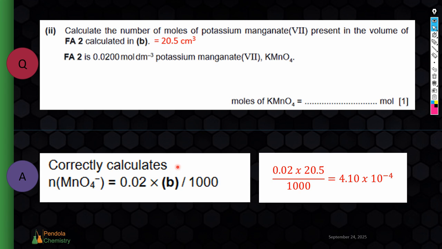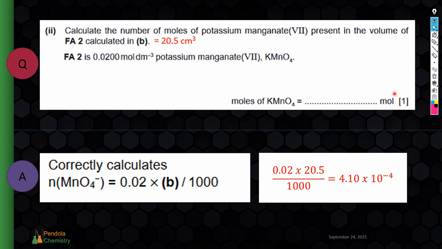Remember, in the Cambridge exam, it's not so important how you're showing the math, as long as you're showing the math and it makes sense and it's proper, right? Because there are a few different ways of approaching this, either stepwise, meaning in different steps like we did earlier, or all in one go like it is here. And to show it all in one go, all you have to do is 0.02 times 20.5 divided by 1,000, and it will give you the same answer.